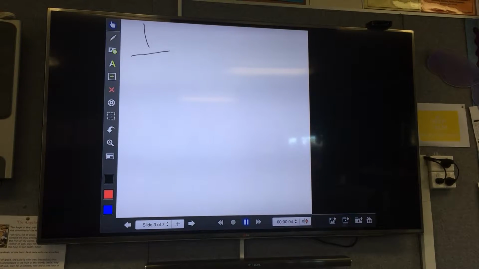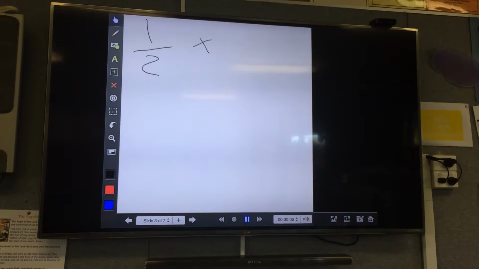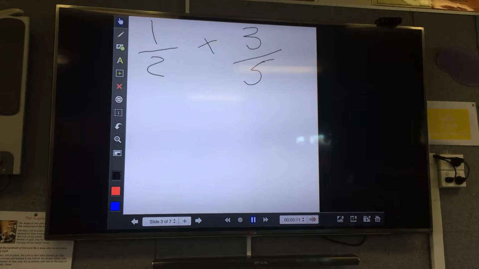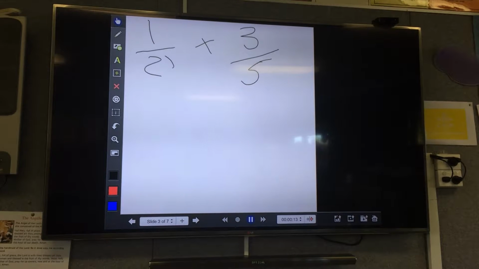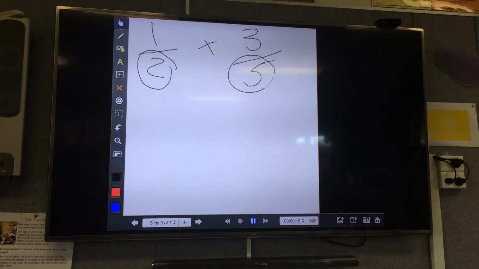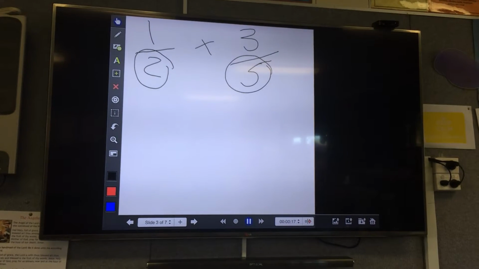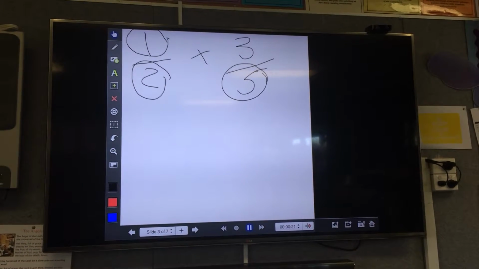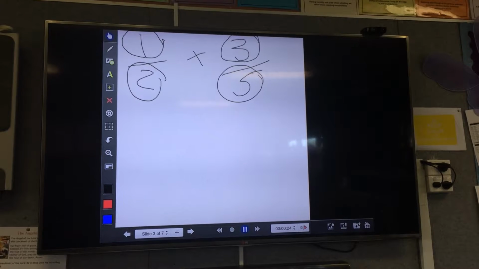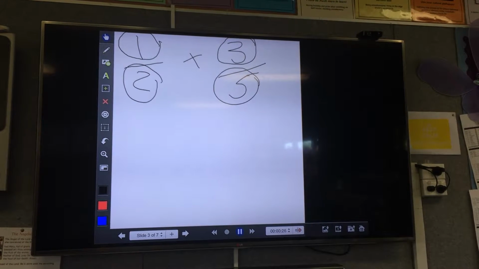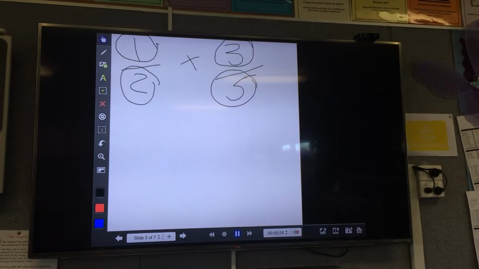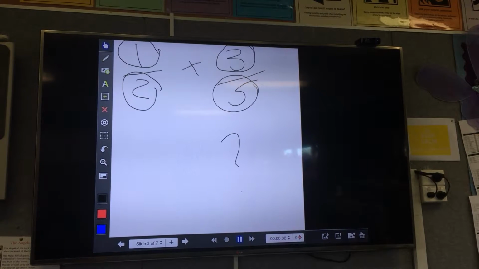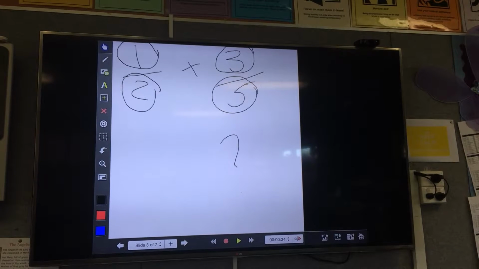Step 2. To plus these fractions, we need to get them to have the same denominator. The bottom number right here is called the denominator. And the number on top is called the numerator. And to make them the same denominator, we have to find the lowest common denominator. What is the lowest common denominator? We'll show you next.